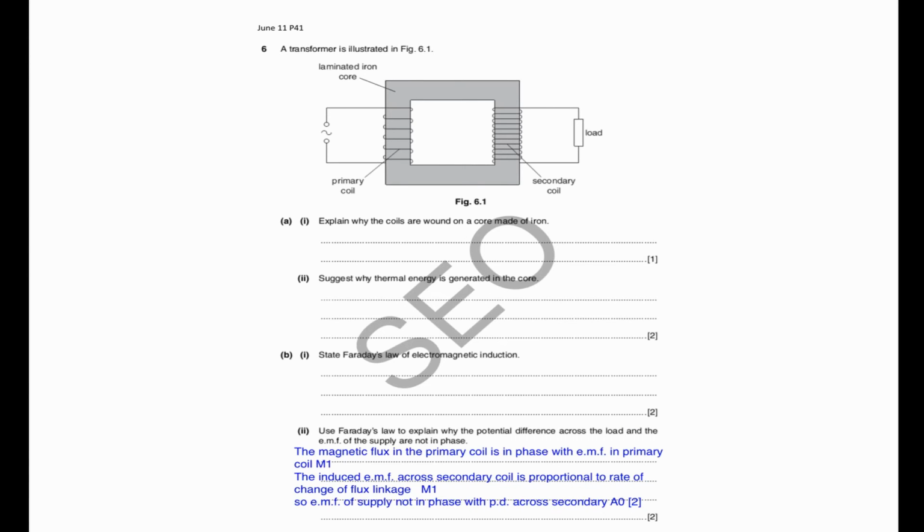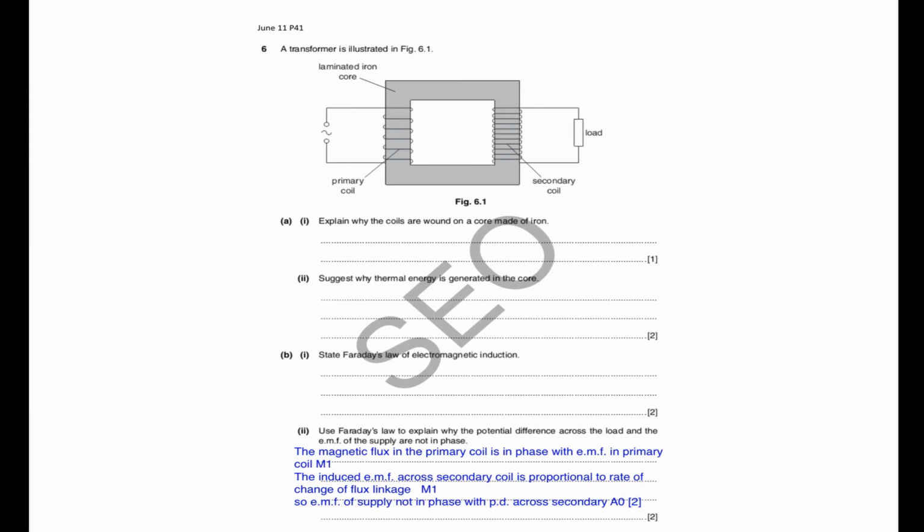Now for the next part, we're going to use Faraday's Law to explain why the output EMF, or the output PD across the load, is not in phase with the EMF of the supply. So it's a different approach from using Lenz's Law.